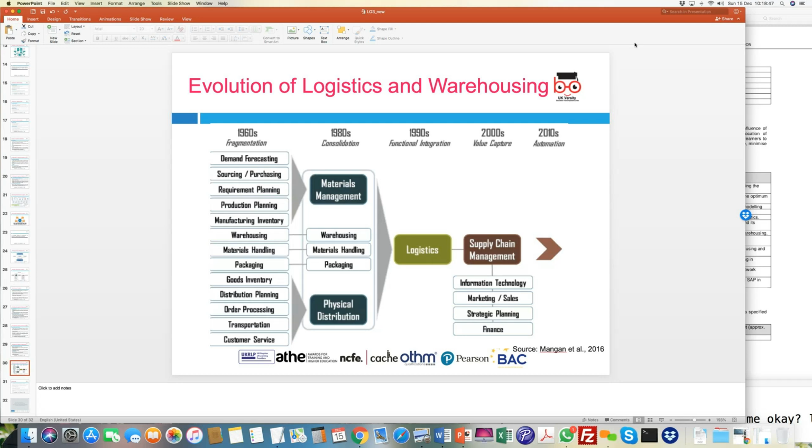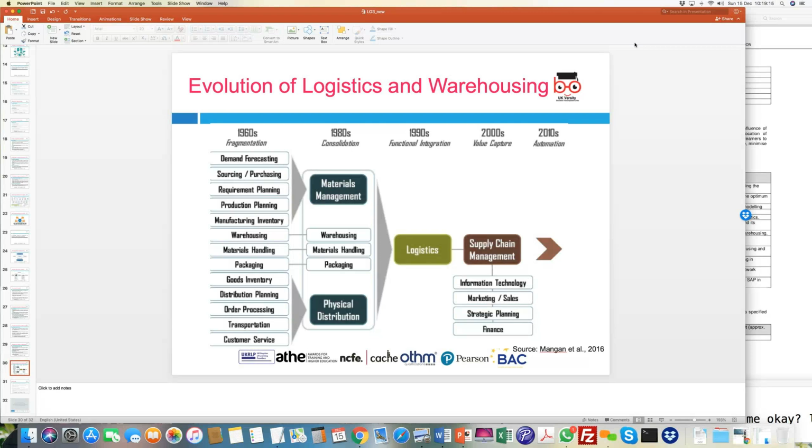So people had a lot of background and they worked within departments called material management. And in materials management, there were broadly three different types of functions, things like warehousing, material handling, and packaging. And physical distribution meant that people who took the products out from the warehouses, from the factories onwards to the customer. So that saw a bit of an evolution of the logistics side of things coming across in the early 1990s.